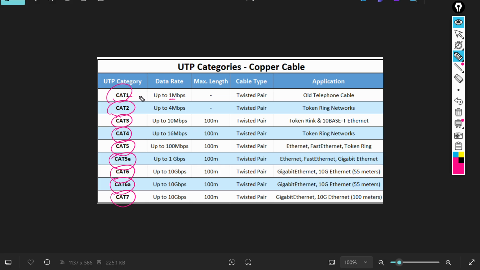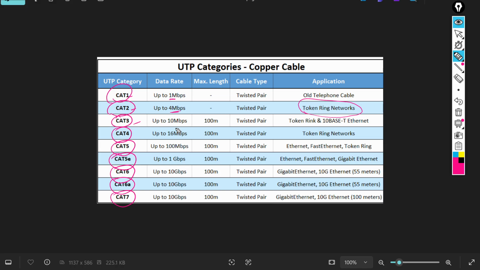Category 1 carries only voice. Category 1 cannot carry data. And category 2 supports up to 4 Mbps. The data speed is 4 Mbps. It is used in token ring. Token ring technology is also a very old technology. Nowadays we are not using token ring networks. Okay, just leave it.